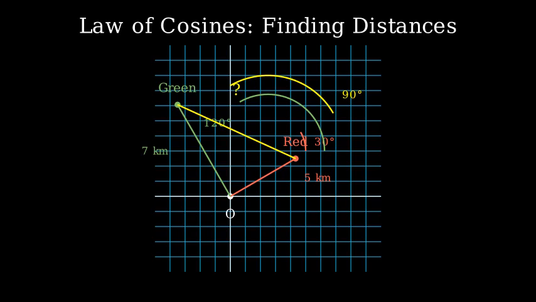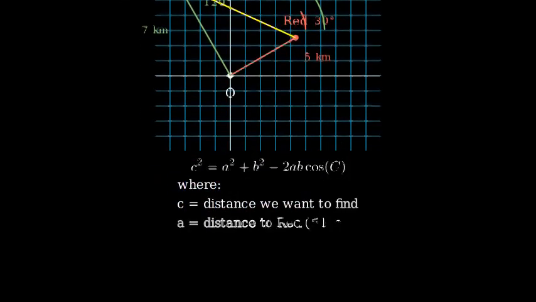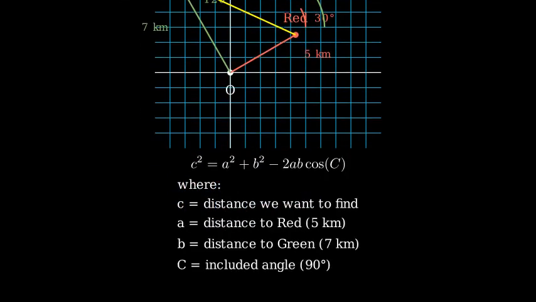This is where the law of cosines comes in handy. The law of cosines states that in any triangle, the square of one side is equal to the sum of squares of the other two sides, minus 2 times the product of those sides times the cosine of their included angle. Let's plug our values into the formula.